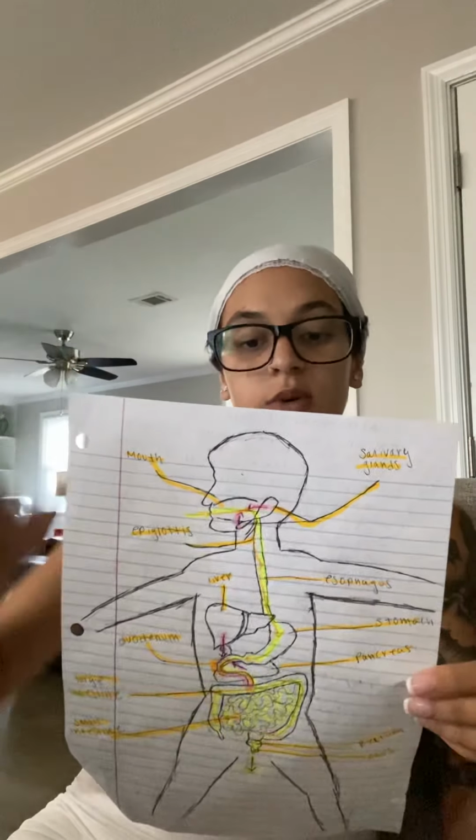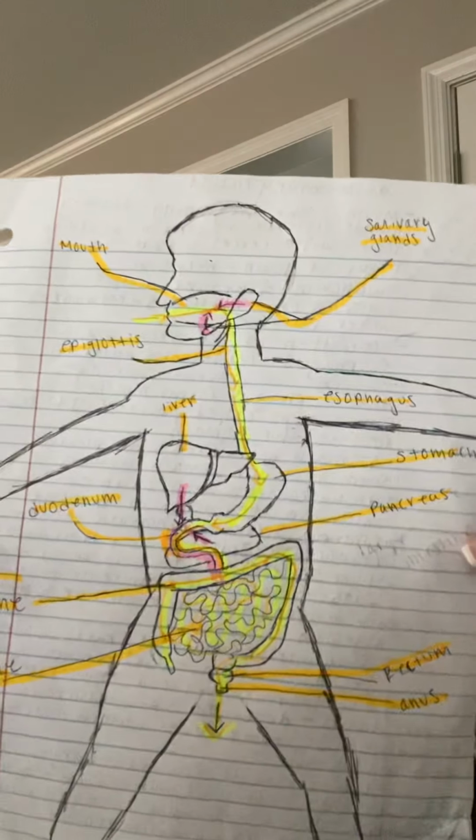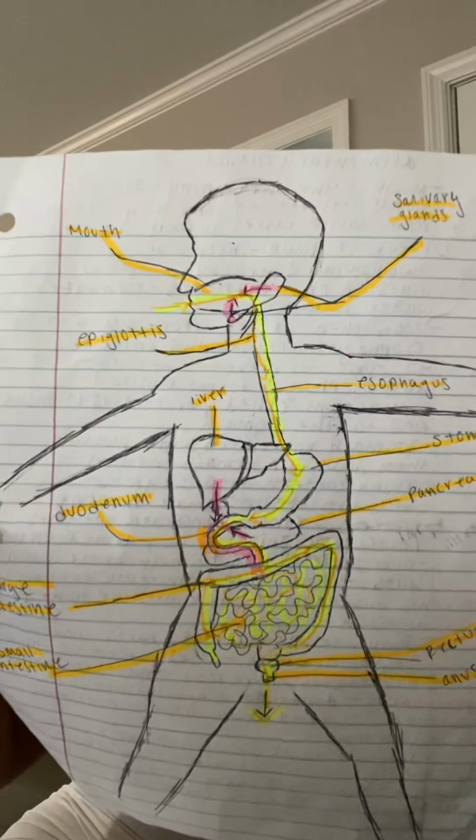This video is about the alimentary canal, also known as the GI tract or the digestive system. So here I have my little diagram. Before we start, the digestive system and the way food moves through it all starts in the mouth. Before food is even taken in, the salivary glands actually start to produce saliva and they activate.